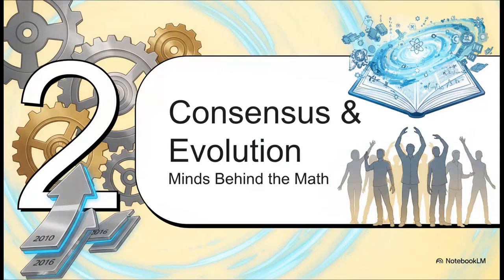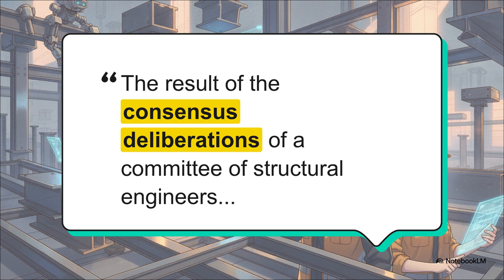Moving right along to Section 2, Consensus and Continued Evolution, or the minds behind the mass. A standard like this doesn't just magically appear out of nowhere, right? The 2016 version supersedes the 2010 edition, and it reflects the continuous, relentless march of human knowledge and technological advancement in metallurgy and physics.